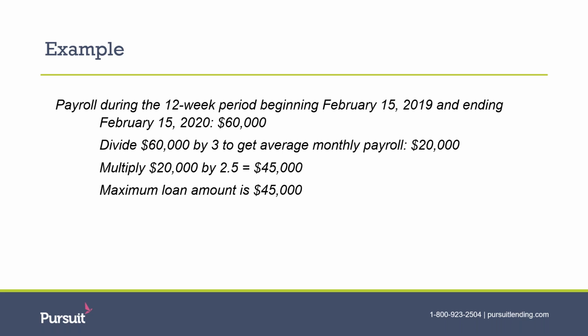Let's now go through an example. Assuming that a 12-week period was chosen between February 15th, 2019 and February 15th, 2020, which garnered a payroll amount of $60,000. We will take this number and divide it by 3 to get an average monthly payroll of $20,000. From there, we will multiply this by 2.5 times, or in the case of a business that is a food service or accommodation industry, that would be 3.5 times, to get the maximum loan amount of $45,000 in this example.